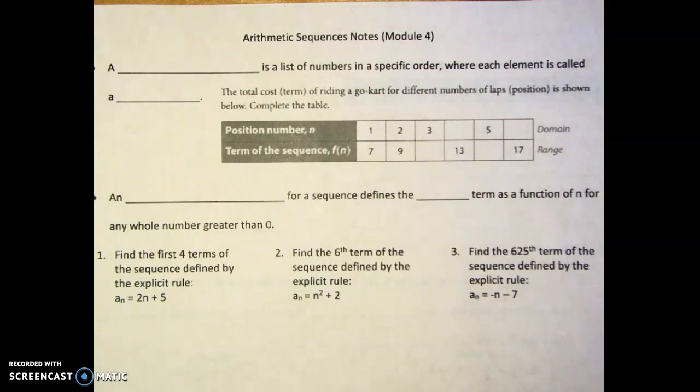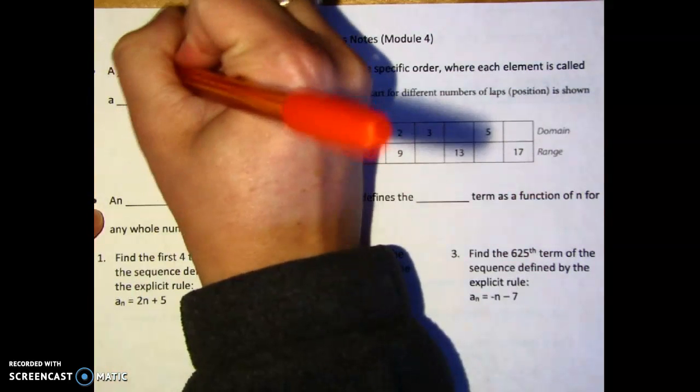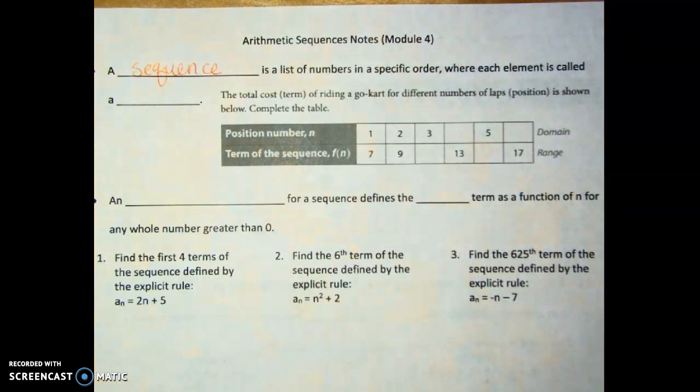It says a sequence, and hopefully orange shows up okay. So a sequence is a list of numbers in a specific order where each element is called a term.